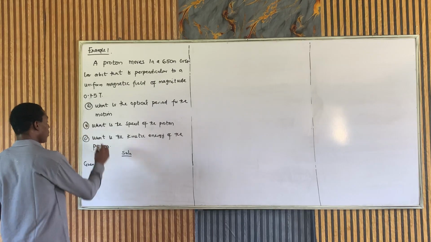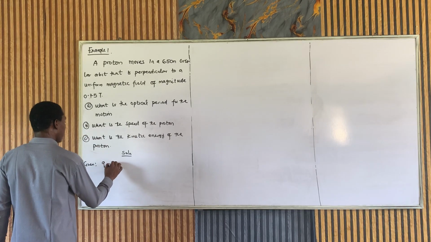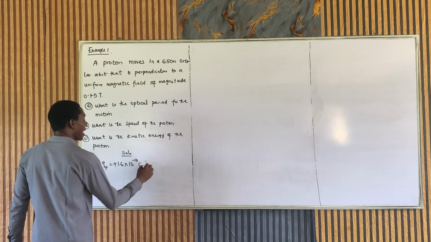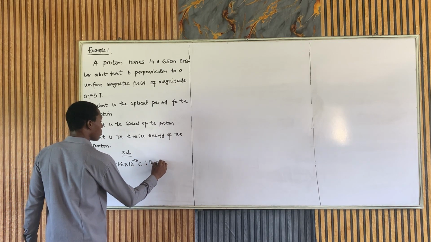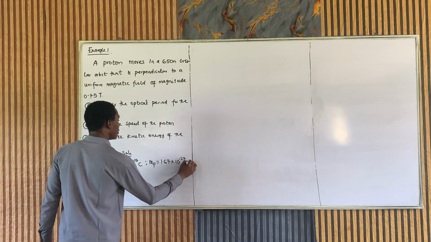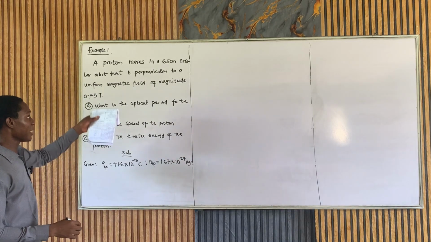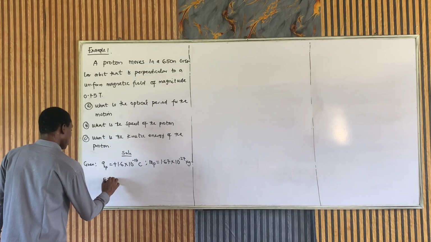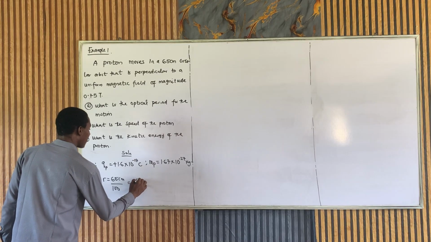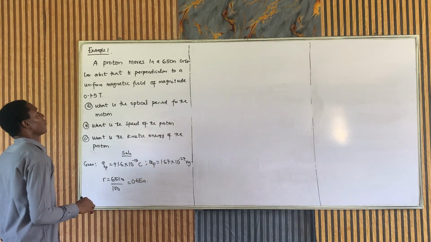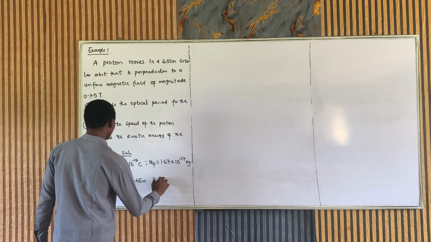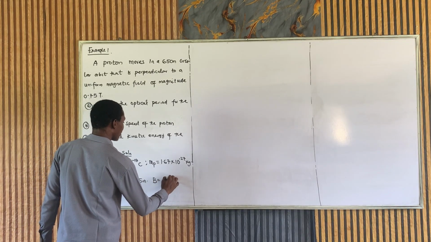Since it is a proton, we know the charge on a proton is positive 1.6 times 10 raised to the power minus 19 coulomb. And the mass of the proton is equal to 1.67 times 10 raised to the power minus 27 kg. Now we are given the radius of the orbit, 65 centimeters. Divided by 100, that will be 0.65 meters. Now we are given the magnetic flux density, 0.75 Tesla.